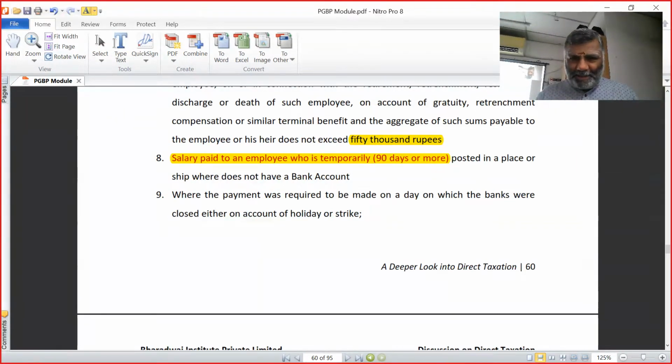Thanks for the correction. This is 90 days or less, not more. It is 90 days or less in the 8th point.